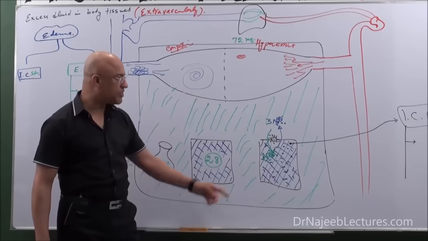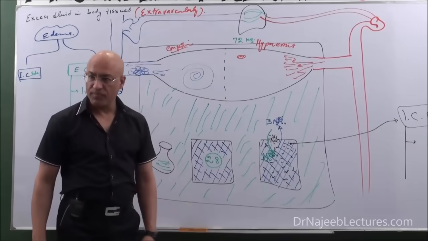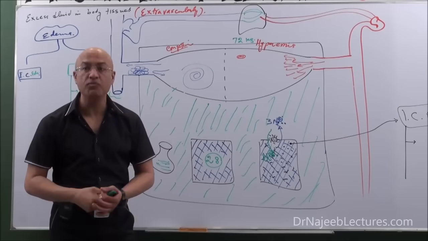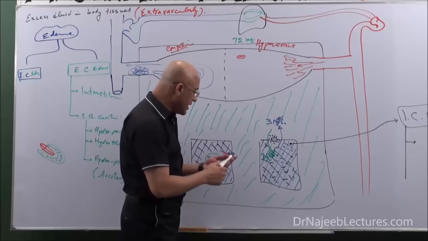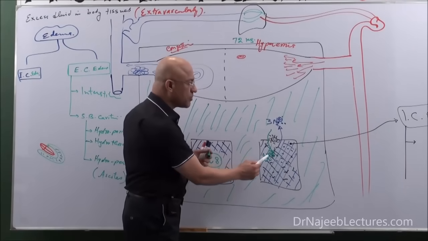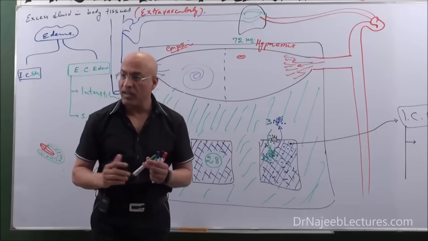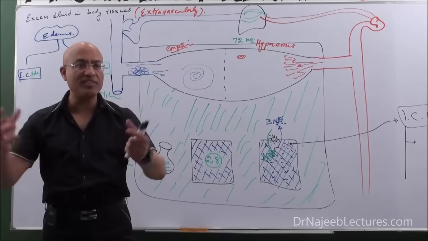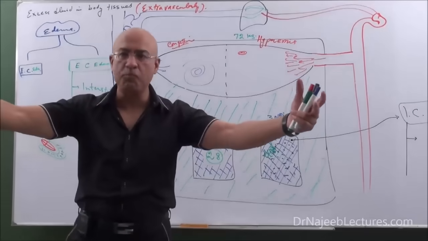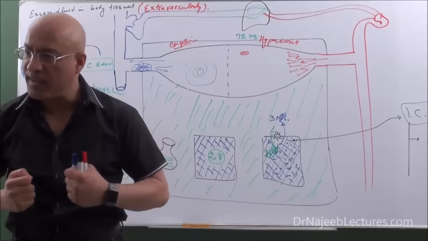Now, due to some reason, if this pump is not working well, then it is not bringing 2 potassium in, but it is keeping the 3 sodium in, and gradually sodium will accumulate in the cell, and then the cell will become hyperosmotic and pull the extracellular water in.